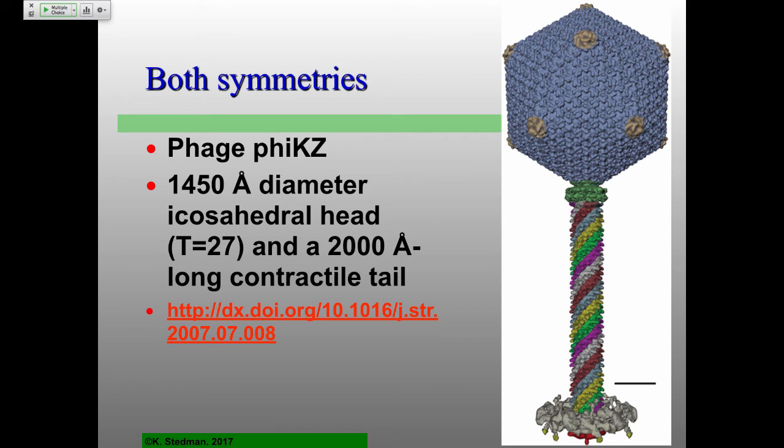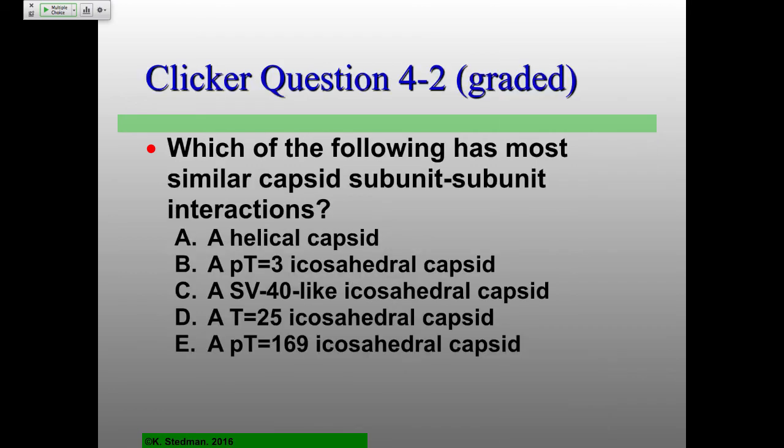So everyone who was looking ahead when I bounced ahead, you saw what's happening next. So we'll have another quicker question. Which of the following has the most similar capsid subunit-subunit interactions? Helical, pseudo-T equals 3 icosahedral capsid, an SV40-like icosahedral capsid, a T equals 25 icosahedral capsid, a pseudo T equals 169 icosahedral capsid. And feel free to talk about this. How can I force you to talk to each other?